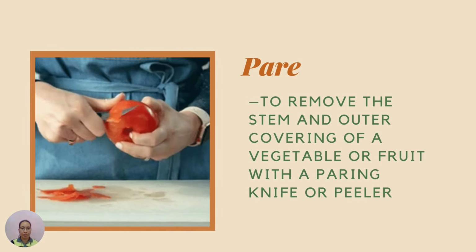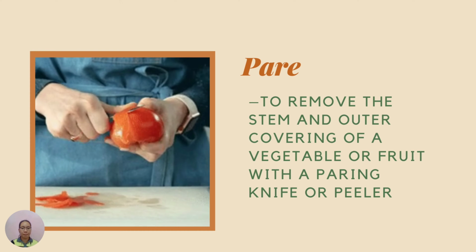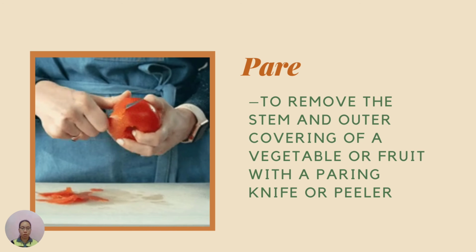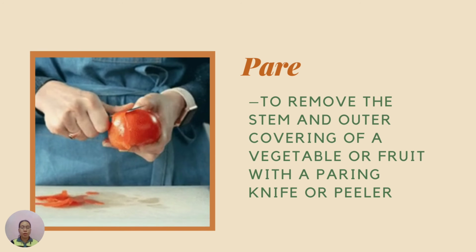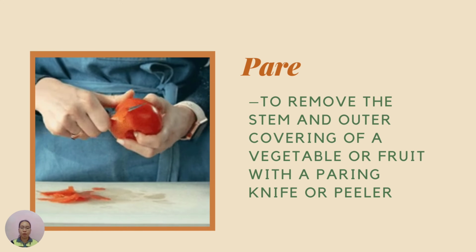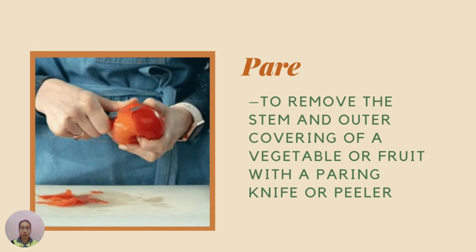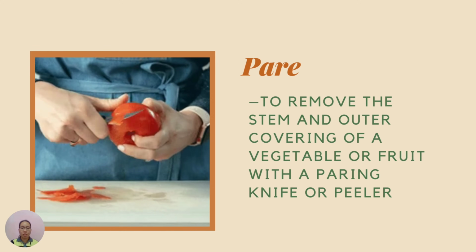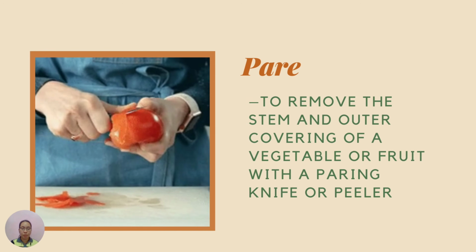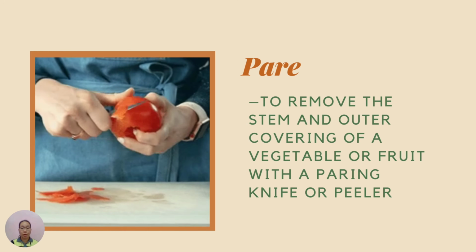We also have pare. This is to remove the stem and outer covering of a vegetable or fruit with the use of a paring knife or peeler. This is to cut off the thin layer of skin on a food such as tomatoes, potatoes, or apples.